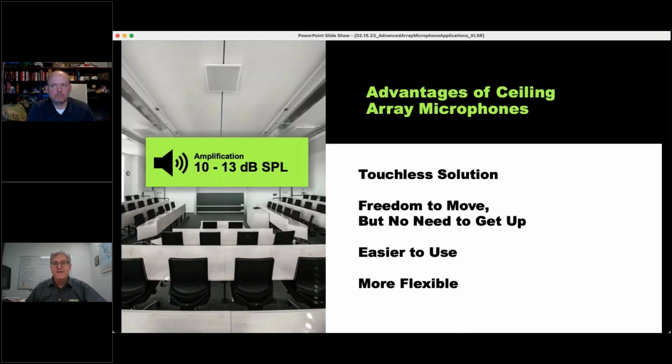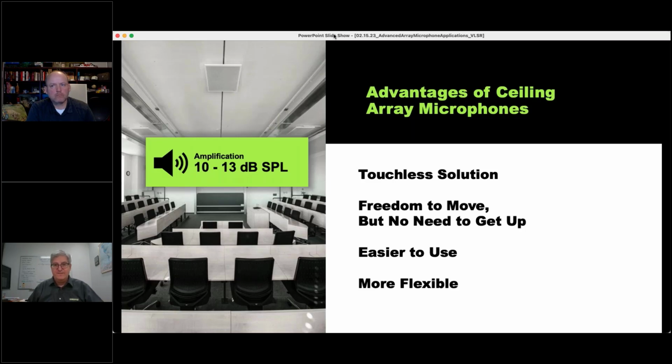All right. So what are the advantages of using ceiling array microphones for sound reinforcement and voice lift? Well, as we've mentioned before, a touchless solution these days is really what people are enthusiastic about. The fact that they don't really see it or notice it, and certainly you don't have to pick anything up and clip anything on, is a huge plus these days. And for an instructor or a presenter, the fact that you can move around the room, you're not stuck behind a podium or sitting at a desk or anything like that. You can go where you want to go and always get picked up.